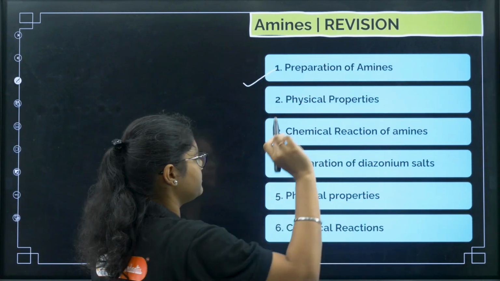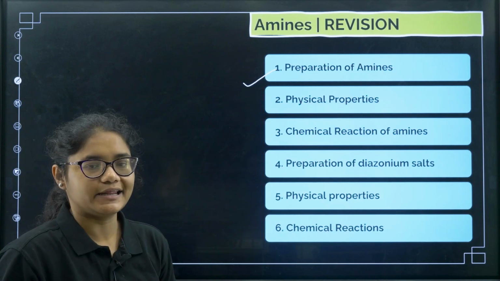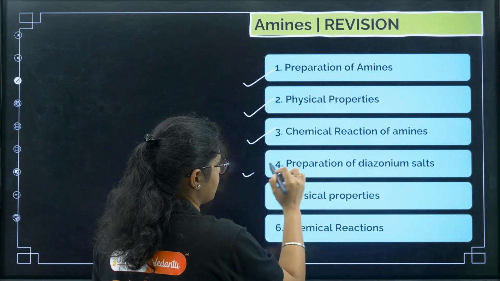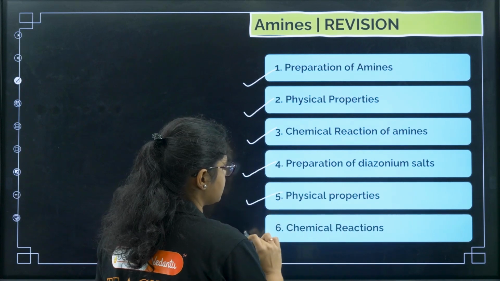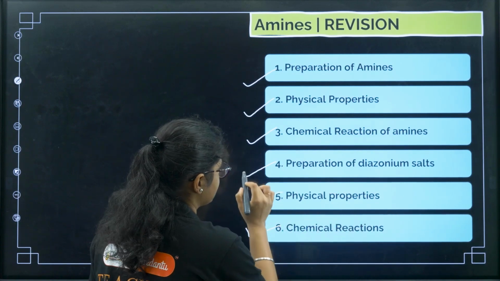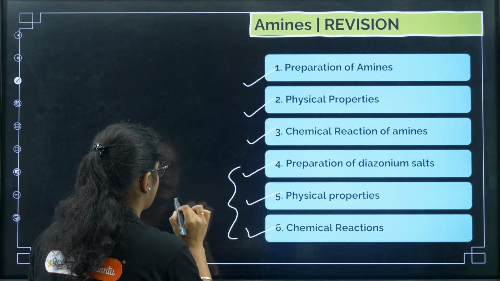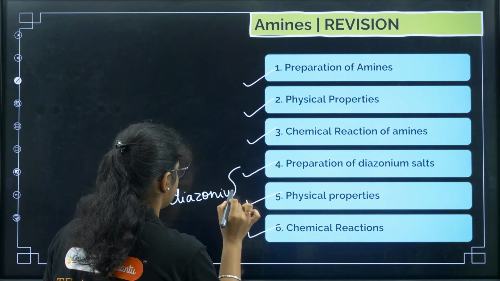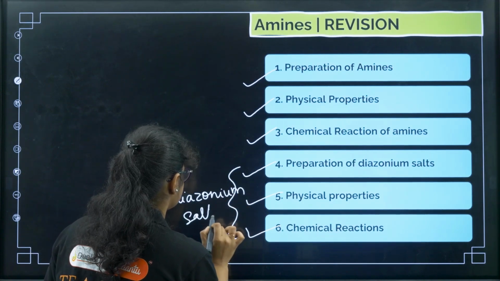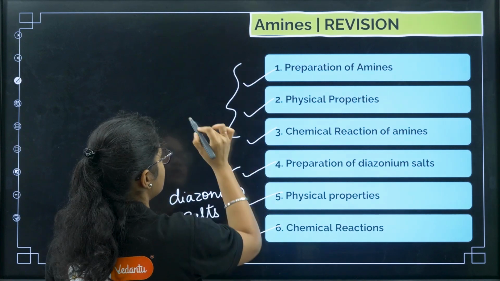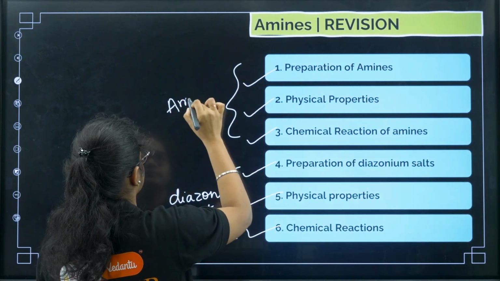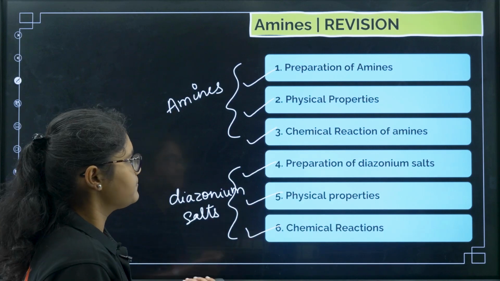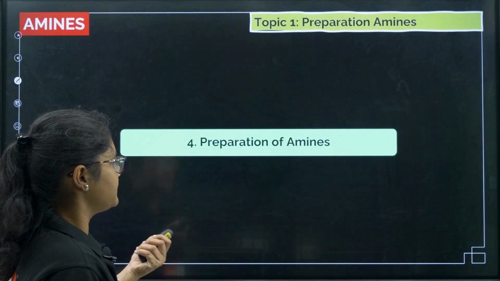First, we'll be talking about preparation of amines, what are the reactions, next physical properties, next chemical properties, preparation of diazonium salts, physical properties and chemical reactions. So these three are for diazonium salts, and the first three are for amines. Okay, clear?